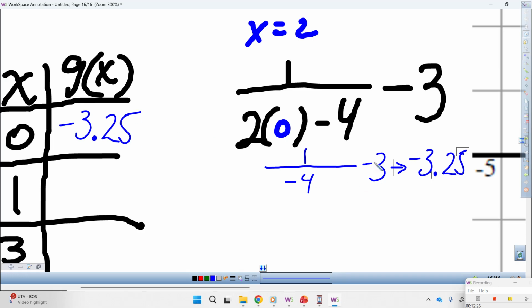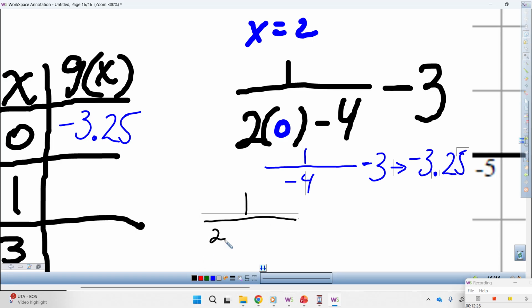Here it goes again in case you didn't see it. Negative 3 and negative 1/4. What is 1/4 in decimal? 0.25. Is that correct? So negative 3 and negative 0.25 is negative 3.25. All right, let's do that again now for the number 1.